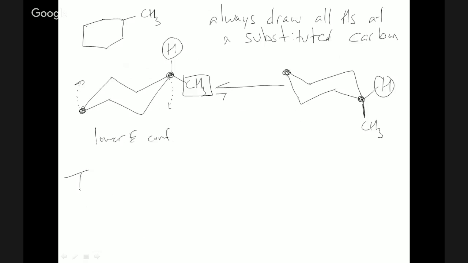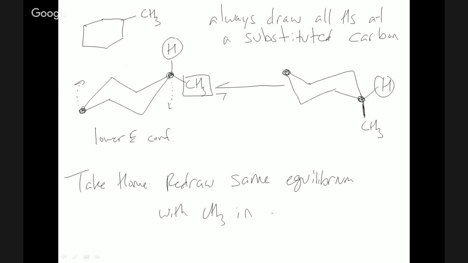So a take-home practice, redraw the same equilibrium with CH3 in the other 5 positions. Get used to drawing these rings. We're going to show some disubstituted ones coming up. Now, before we get to the disubstituted, I want to explain why the equatorial is more stable than the axial.